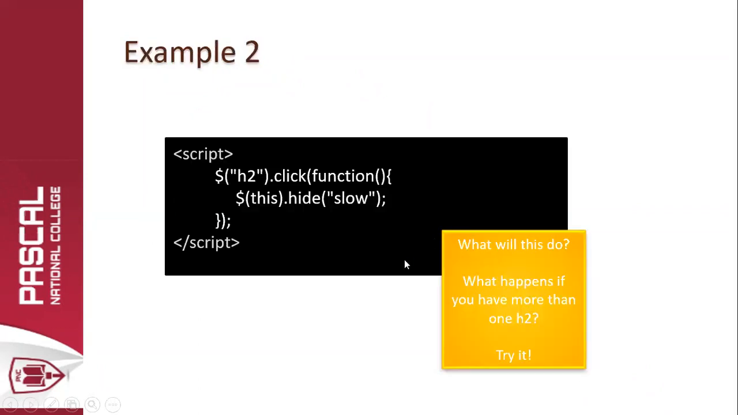Now try to understand this one. We have a script within this: $h2.click, then function $, this means the same h2, .hide slow. Whenever you click on your heading tag h2, that particular h2 tag should be hidden slowly.